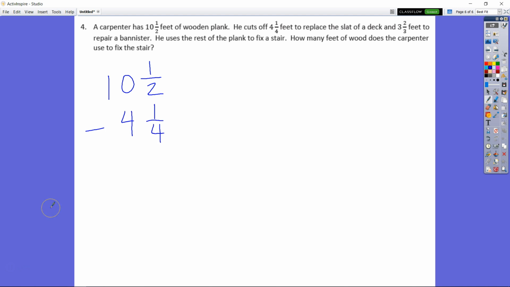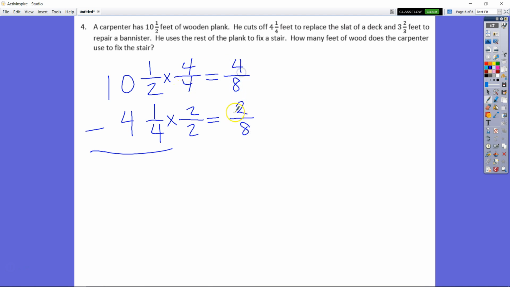So first thing he did was replace the slat of wood on the deck, and that was 4 1/4 feet. So let's find out how much he used when it comes to our common denominator. So we know that we're going to multiply. Let's say it's going to be 8 for our common denominator. So we have 4 and 2. So we don't have to regroup because 4/8 is greater than 2/8. So I know I can take 2/8 away. I have 6 2/8 remaining.